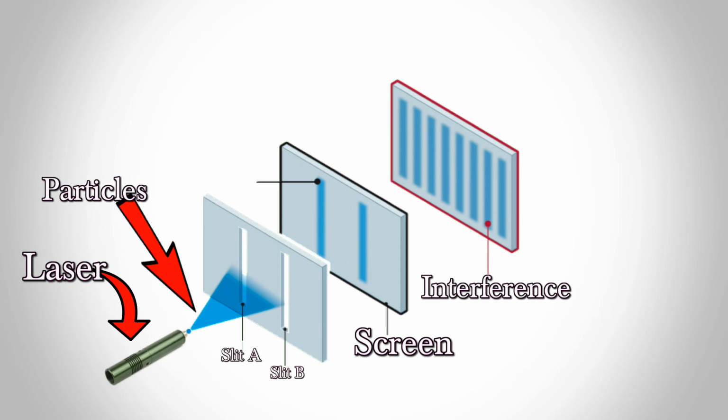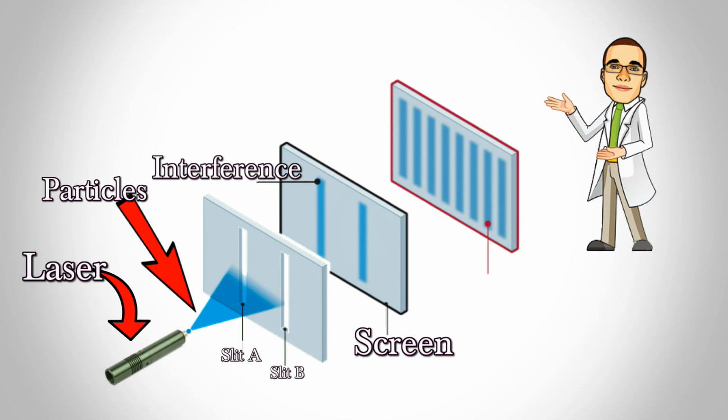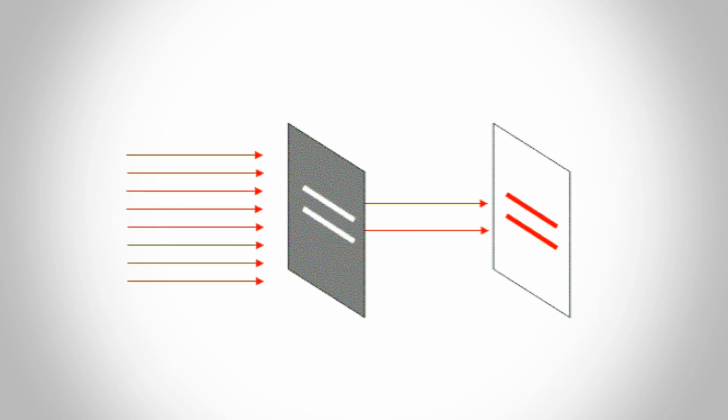If the experiment is performed with an observer, which could be a detector, a camera, or a person, then the particles act like particles again, and only go through one slit or the other. This gives us the two dark bands as we would expect in classical physics. Basically, it's as if the photons act like waves until they're observed and they revert to acting like particles.